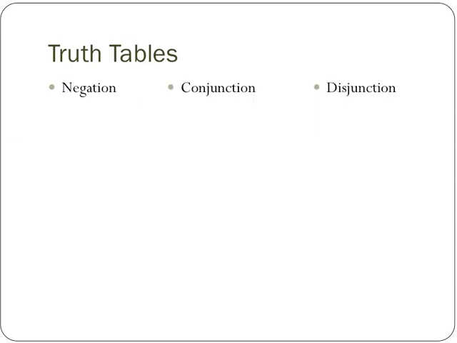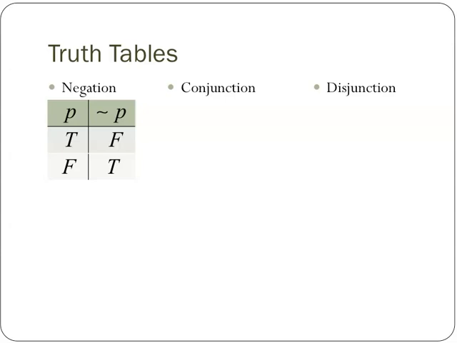So for negation, there's only one statement, so let's call it P, and the negation would be not P. So in this first column here, we want to come up with all the different possibilities for P. Well, P could be true, or it could be false. And what does a negation do? Normally we read this as not P, would be the exact opposite, right? If P is true, then not P is false. If P is false, then not P is true. So negation is just the exact opposite.